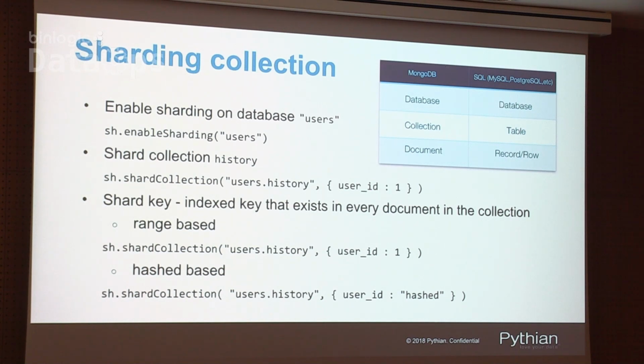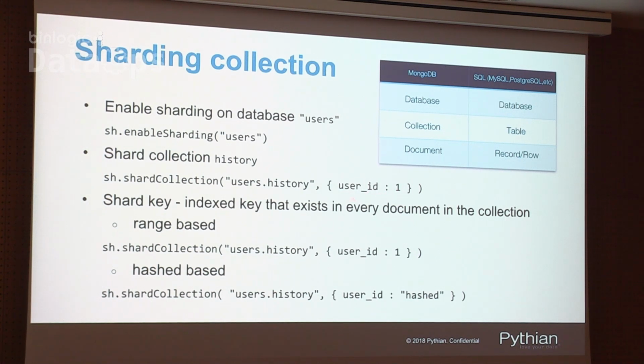The first step we need to do is enable sharding on the database. Remember, each database has its primary shard. When we enable sharding on the database, then we can shard a collection or a table. And we do that by running the command shardCollection, database.collection name, and we choose a shard key.